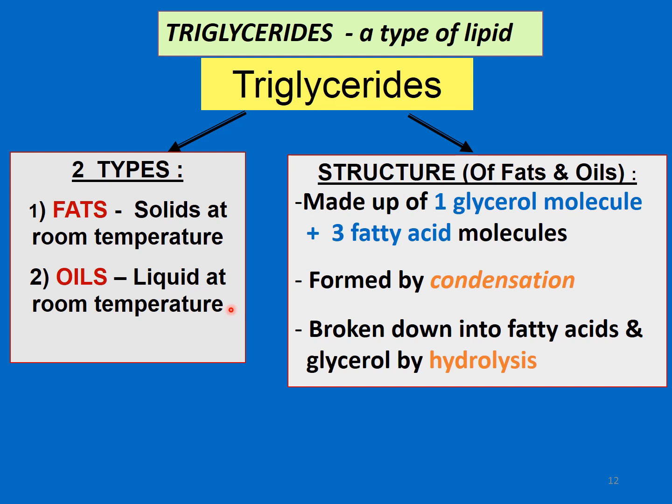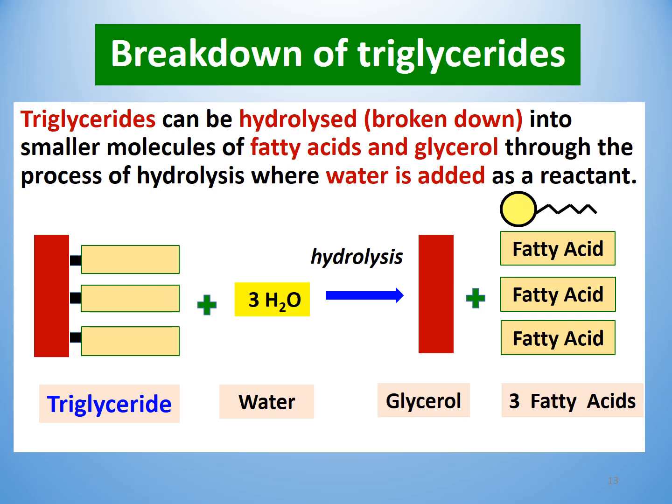Okay, so normally oils are from vegetables or plants, whereas fats are from animals. These two, fats and oils, are triglycerides. As we have studied the structure of triglycerides, they are made up of one glycerol molecule and three fatty acid molecules that are combined through condensation. Triglycerides can be broken down into fatty acids and glycerol by hydrolysis. Okay, so these are some of the things we studied.